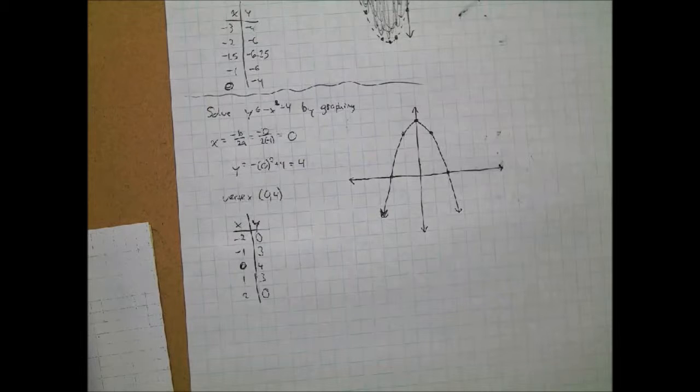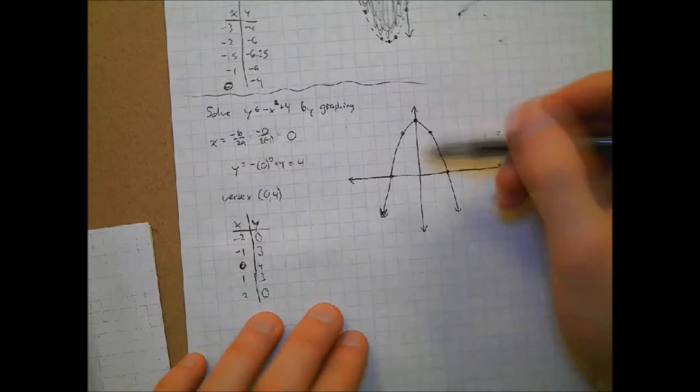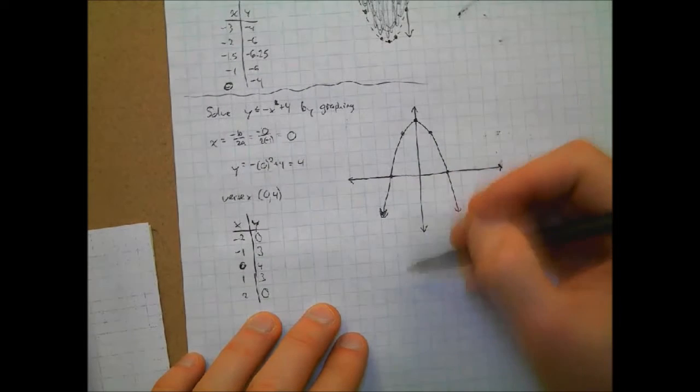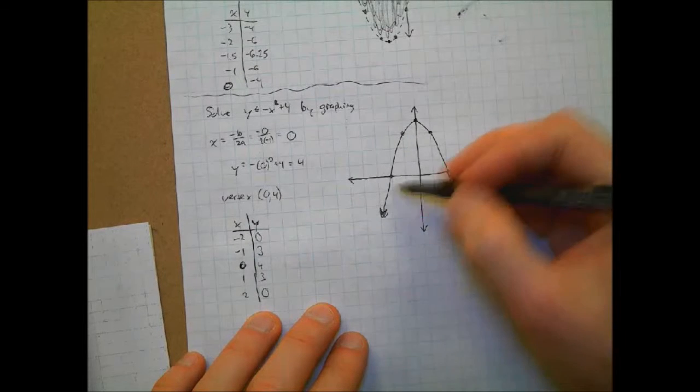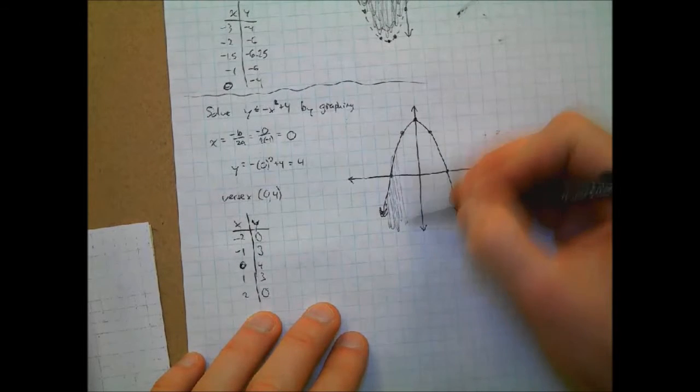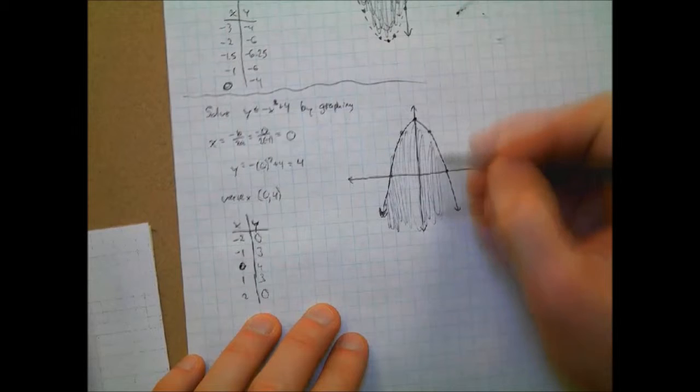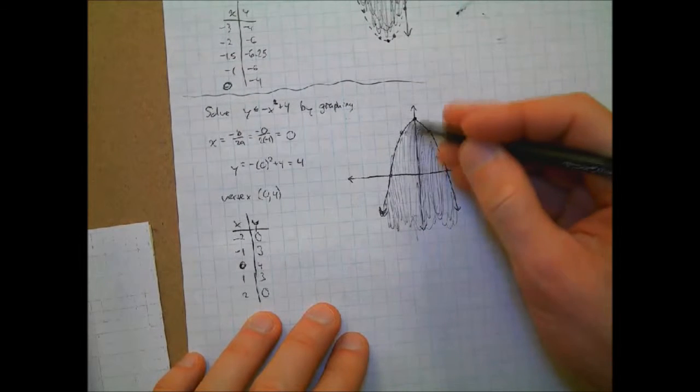So y is less than or equal to negative x squared plus 4. So for less than, where would it make sense to shade? Above the quadratic or below the quadratic? Below it, right? So just below it would be right inside here. Just like that. There's all of our solutions.